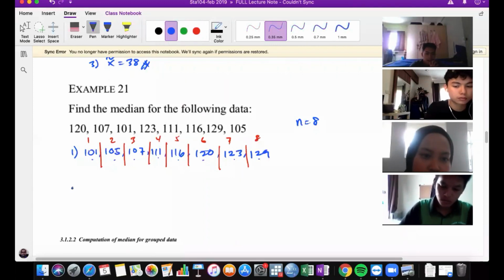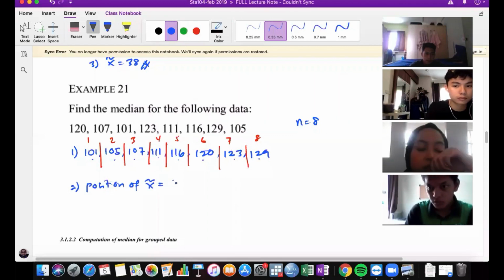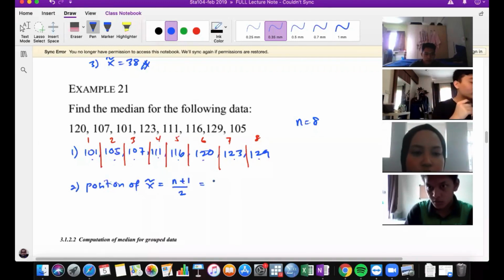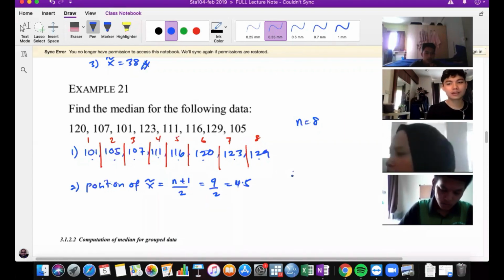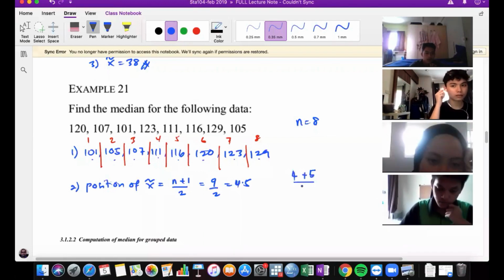Right. So the next step is you need to find the position of median. Right. So the position of median is n plus 1 divided by 2. So this one should be 8 plus 1 divided by 2. 9 divided by 2 equal to 4.5. Right. If you look at the position of the data, we don't have 4.5, right? To get 4.5 means you need to take the position number 4 plus position number 5 divided by 2. It will become 4.5, right?